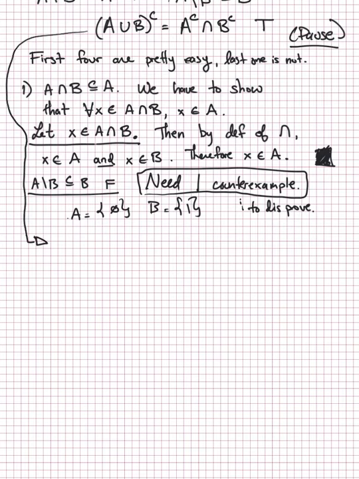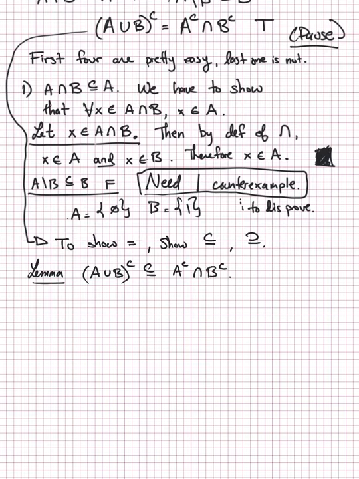Okay, so I'm now going to work on this part. I'm going to do the last statement, which is part of what's called De Morgan's law. To show equality, we're going to show double containment: containment this way and containment this way. That's by the problem that we talked about in the second lecture. So, as a lemma, let's show that the complement of A union B is contained in A complement intersect B complement.